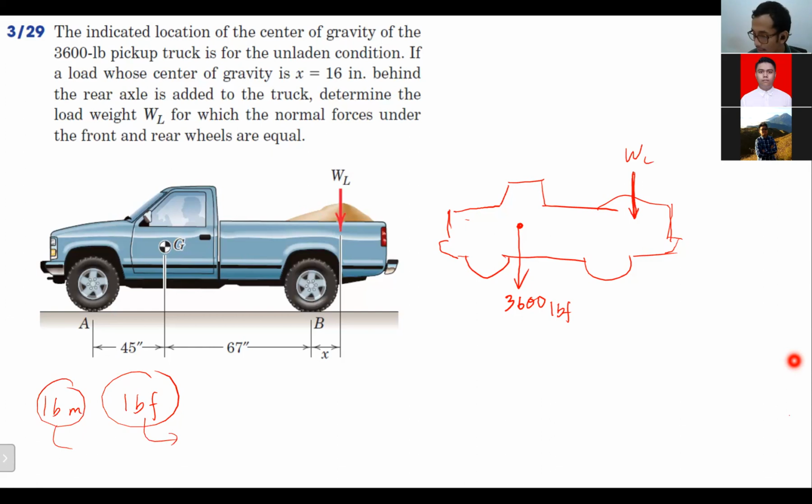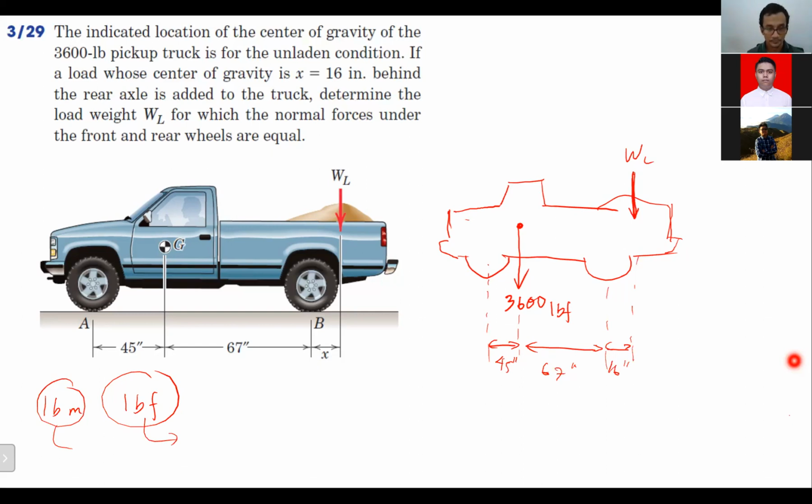And then we have the X. Oh, sorry, just now I forgot about something. So the distance here, I have to put it like this. The distance here is supposed to be 45 inches. The distance here I just completed, 67 inches. And the distance here, 16 inches. Beside WL at 3600 lbs, what else do we have?